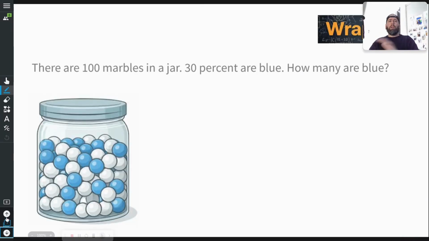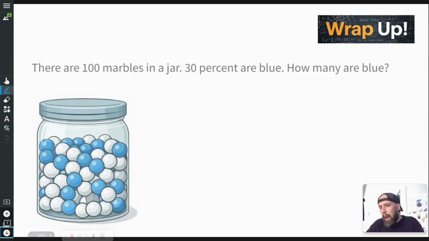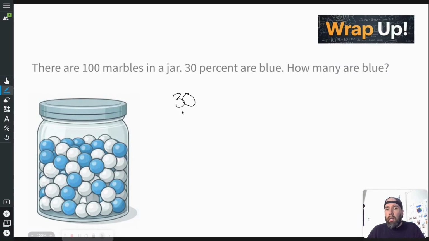All right, so there's 100 marbles in this jar. 30% of them are blue. How many are blue? Well, 30% means 30 out of 100. There's 100 in there, and 30% of them are blue. That means 30 marbles are blue.